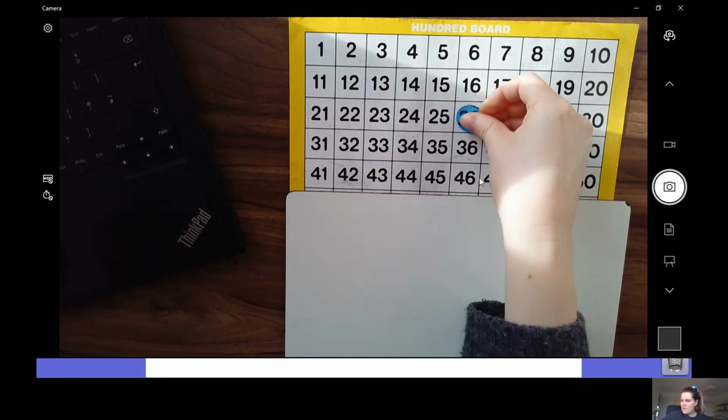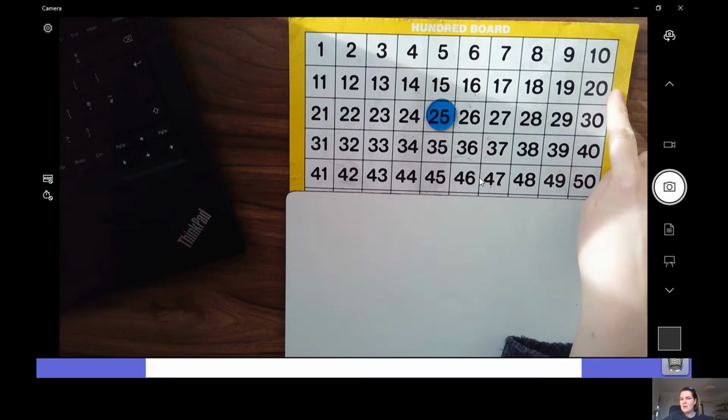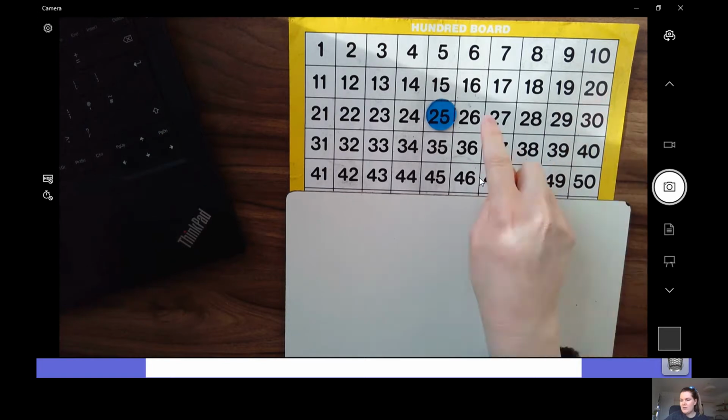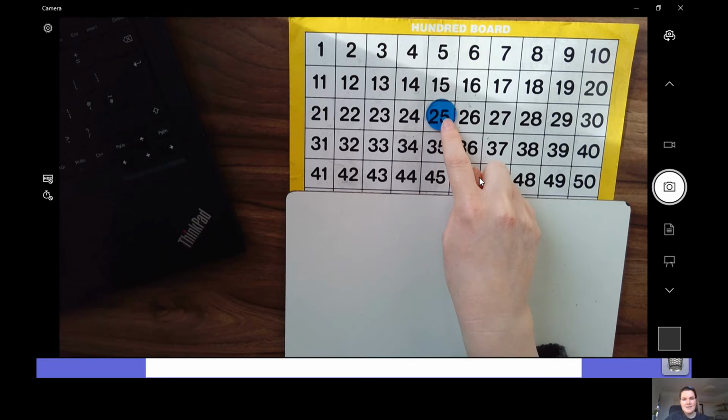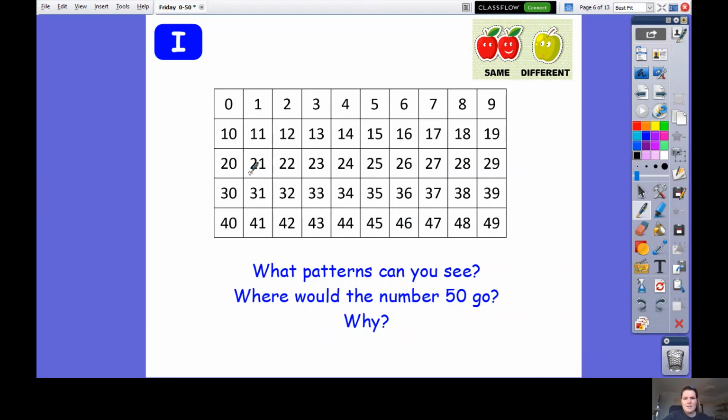I'm going to move it again. What about this number? It's got a 2 and a 5, absolutely. Do we say 25? No, we don't. We call it a different number, don't we? What do we think this number could be? 25? Why do you think it's 25? Because we can look at the 20 and we know that this is a 5. So it's 25. Fantastic.